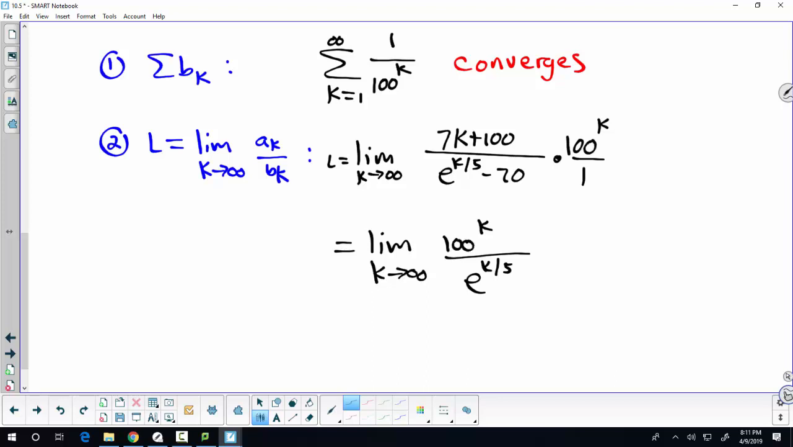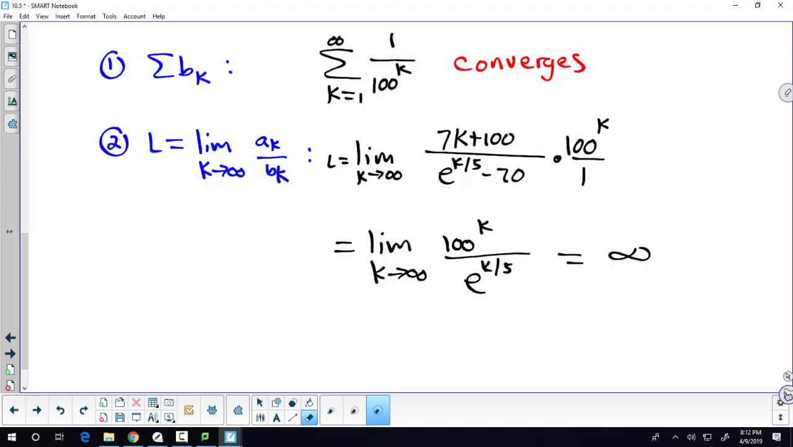Which one of those grows faster? Okay, so the limit is infinity, but if the limit is infinity, we have to make sure that the chosen series diverges. If the limit is infinity and the chosen series diverges, then a sub k diverges.